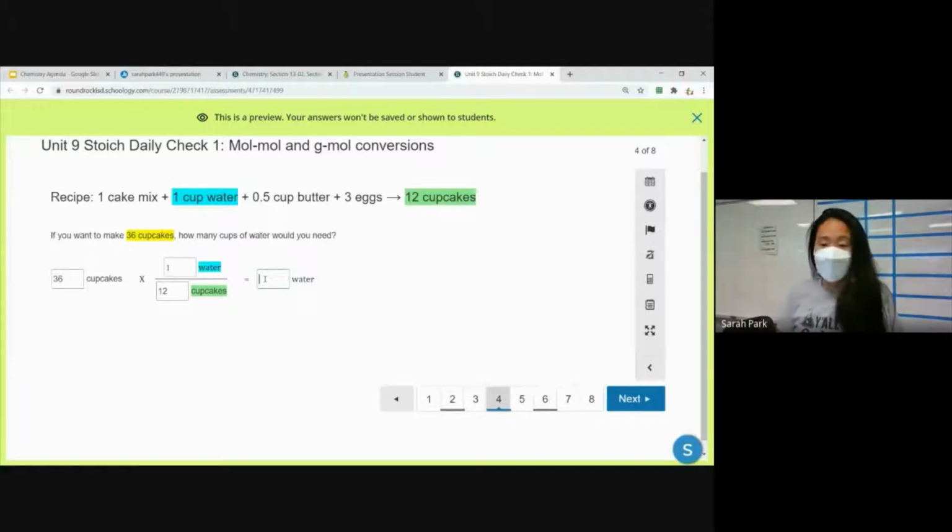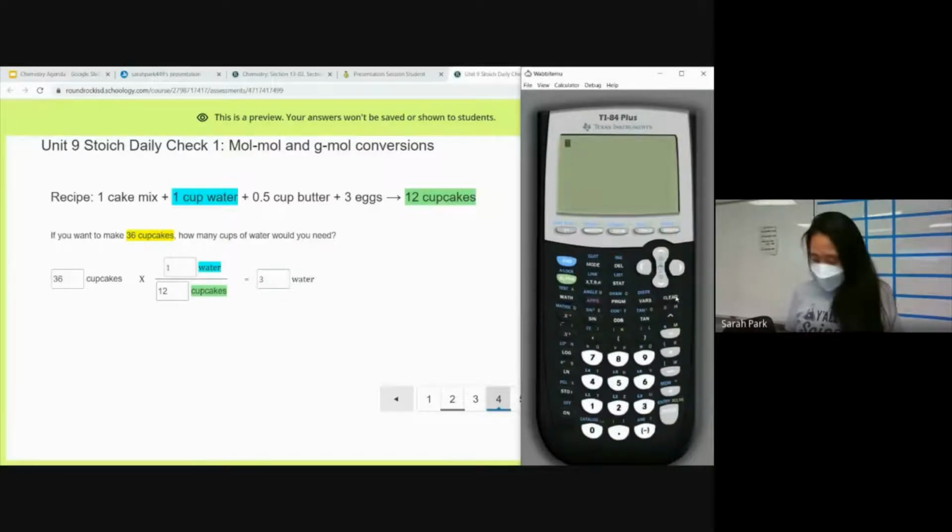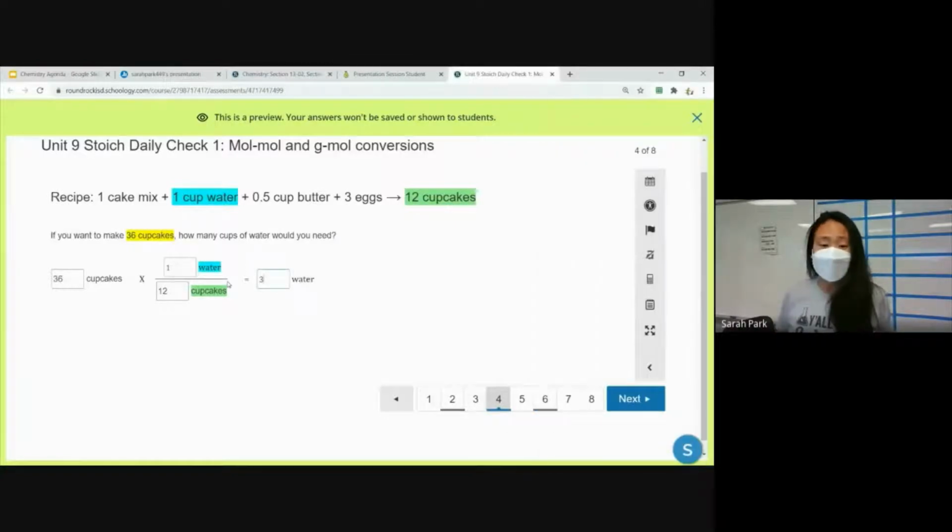Very good. So if you did the math really quick, you would get 36 times 1 divided by 12 is 3. Does everybody understand why it's 3? Does anybody have a question? I did this one pretty quick because you did most of it already last class. Okay, if we're good, everyone got number 4, then we're going to hop to number 7.